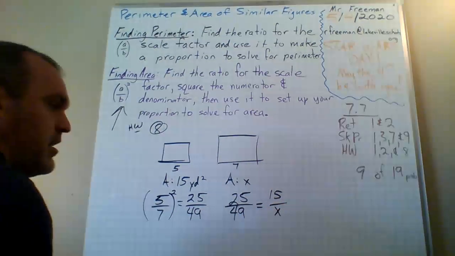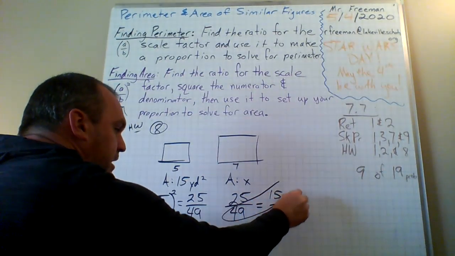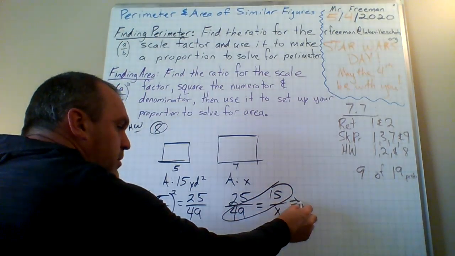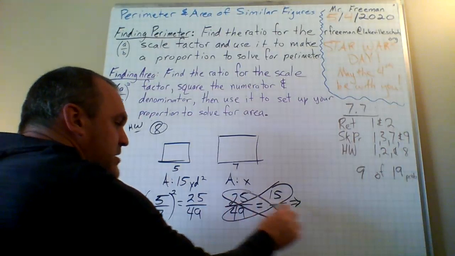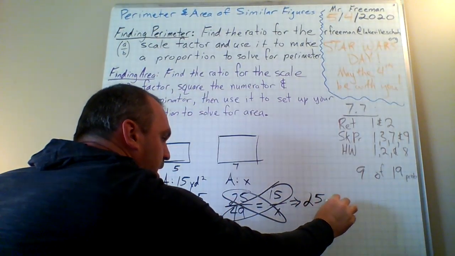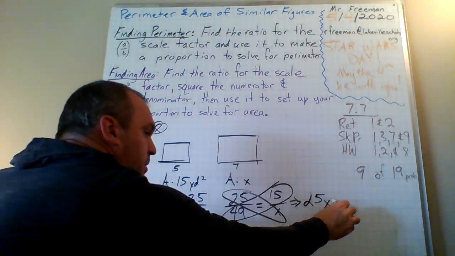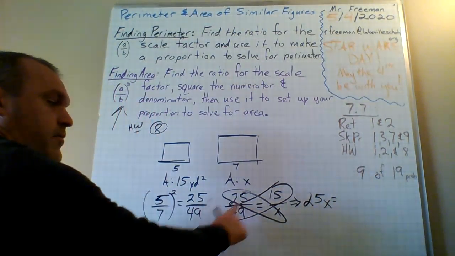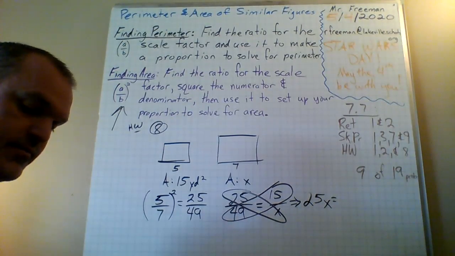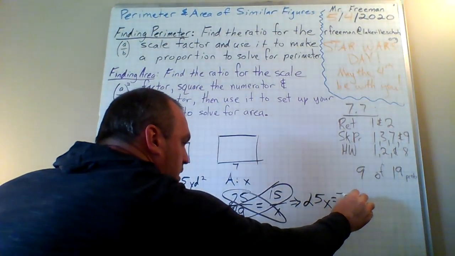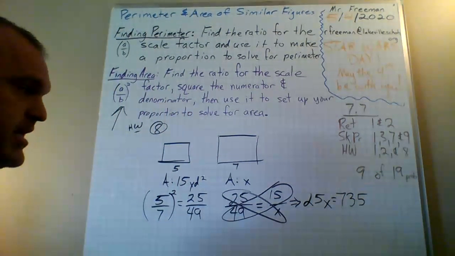Our x is going to be the larger area, and we're going to cross multiply these. Okay, this isn't really going to be an equal sign, so we'll make it an arrow. When we cross multiply these, we get 25x, which is going to be equal to 49 times 15, which I'm sure everybody knows off the top of their head. So of course it's 735 like you were all about to say.